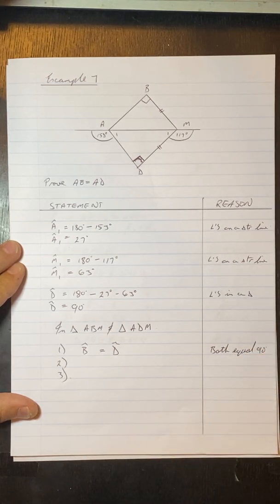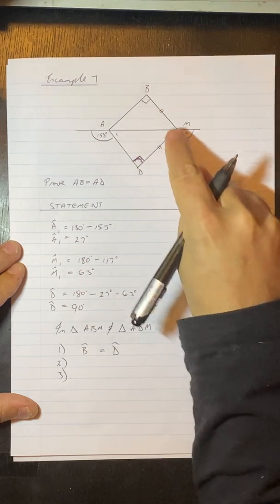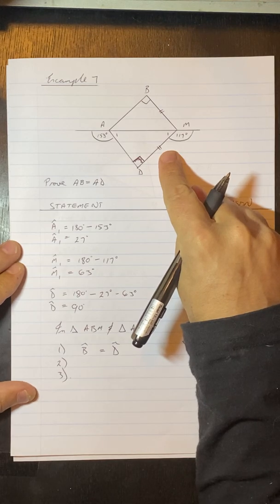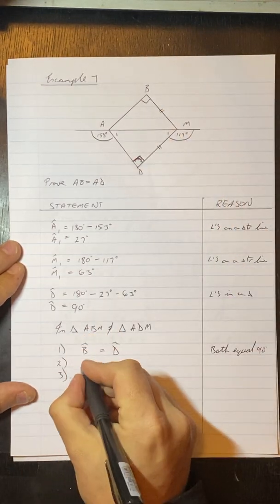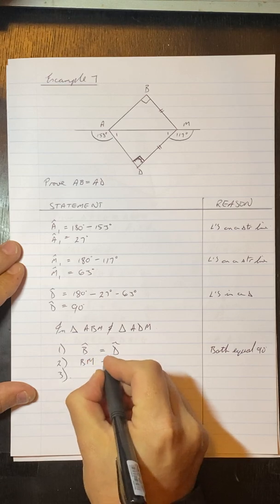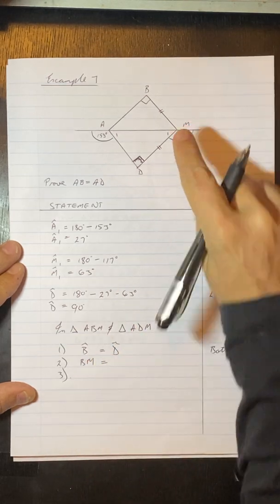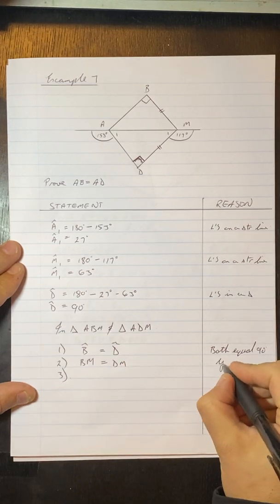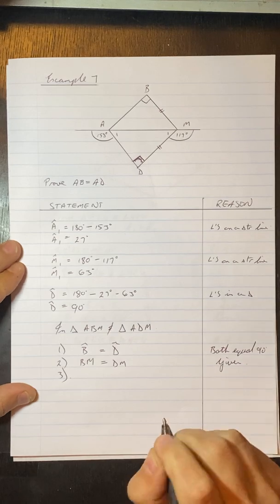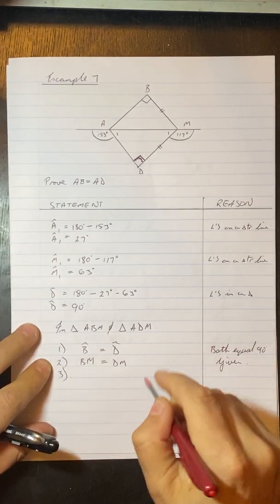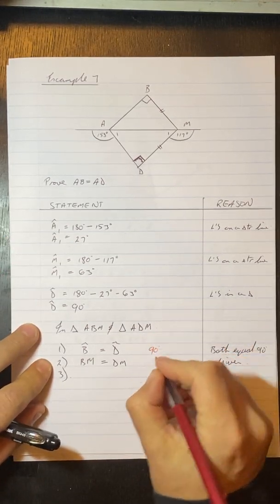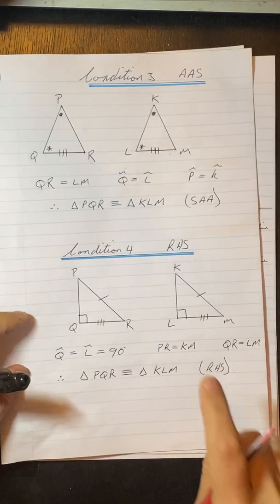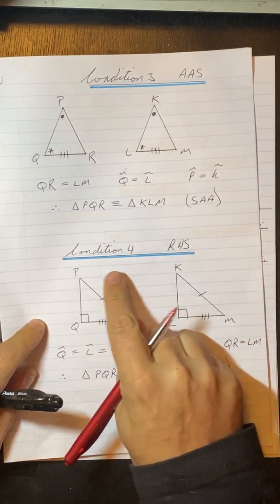All right. Now the next thing I'm going to say, they gave us this side over here. This BM side equals this DM side. So BM lies in this triangle. So we've got BM equals DM. And our reason for that was given. All right, so let's see what we've got here. We've got an angle, which is 90 degrees. We've got a side, okay? So what I'm looking at is possibly a RHS condition.